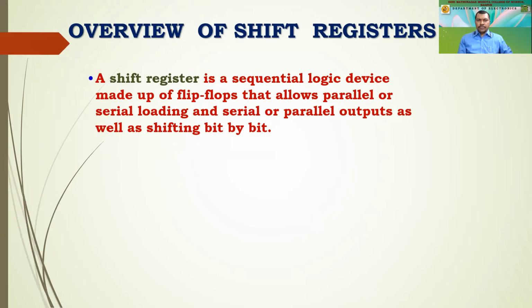A shift register. What is a shift register actually? A shift register is again a sequential logic device made up of flip-flops that allows parallel or serial loading and serial or parallel outputs, as well as shifting bit by bit. So they are going to shift the data. Registers are actually meant as a memory device capable of transferring data, either serially or in a parallel fashion, and in a similar pattern, we either take the data out serially or parallelly. I will let you know exactly what I mean while seeing the diagrams.